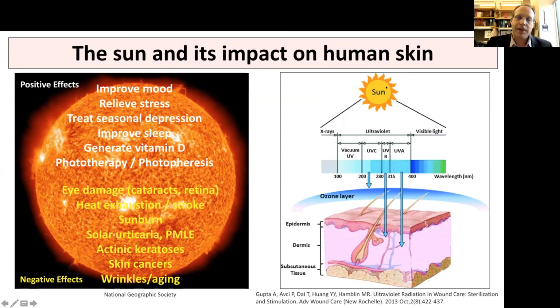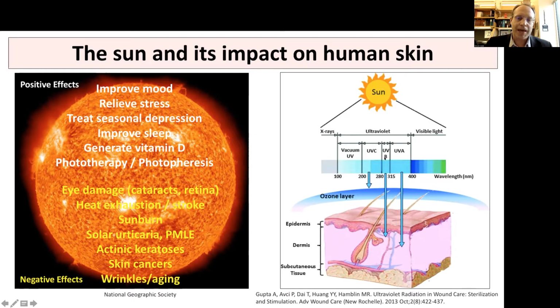On the right, I show the sun and a portion of the electromagnetic spectrum. If we start on the right with visible light and move left, we come to UVA, which is the longest wavelength, lower energy UV component. If we move one to the left, we have UVB, and then one more to the left, we have UVC, which is the shorter wavelength, higher energy UVC rays. And these UVC rays are actually filtered out by the ozone layer.